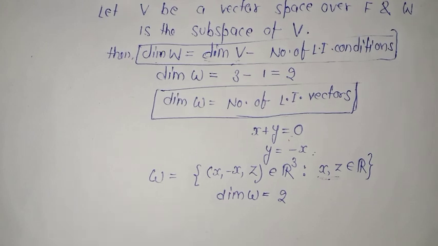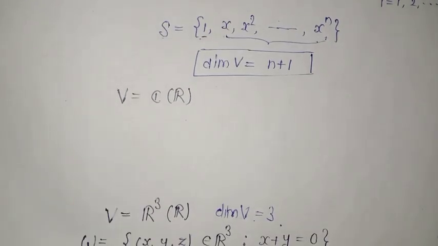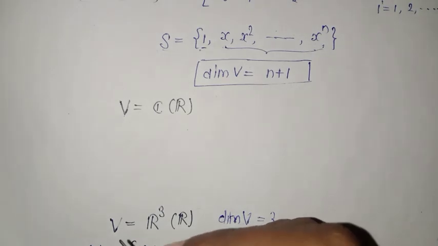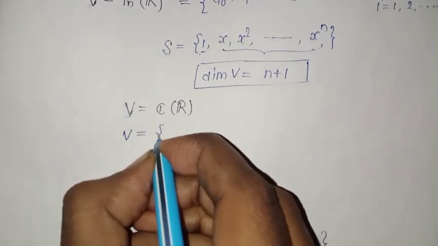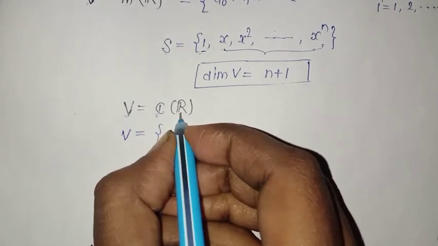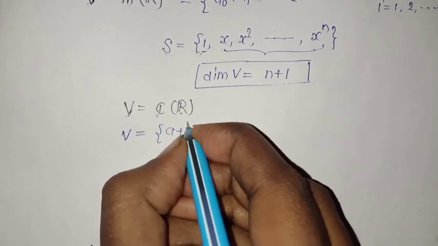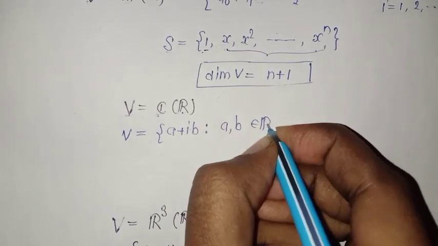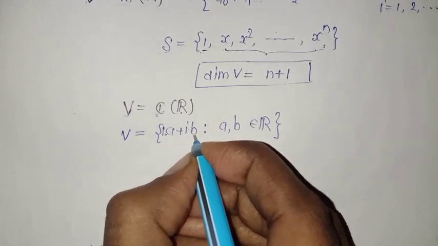I hope the definition of dimension is clear to all of you. There is one more example that is left. V equals C over R. What is the basis for this vector space? Before that, we need to define this vector space V. This is the vector space of complex numbers whose entries come from R. So it will be of the type a plus ib, such that a and b come from R. I can write it as 1 times a plus iota times b.